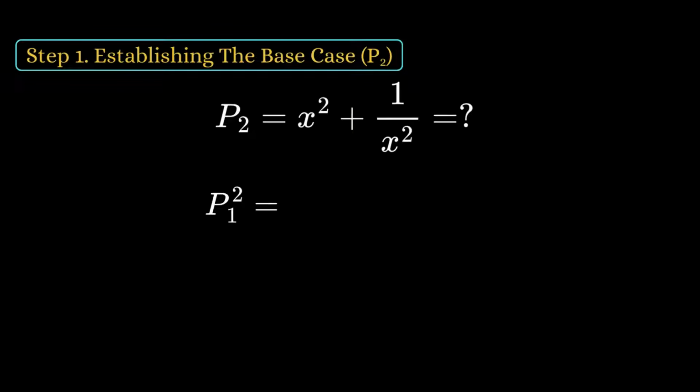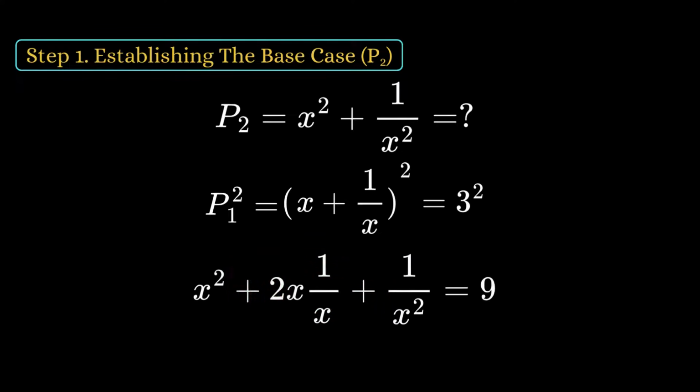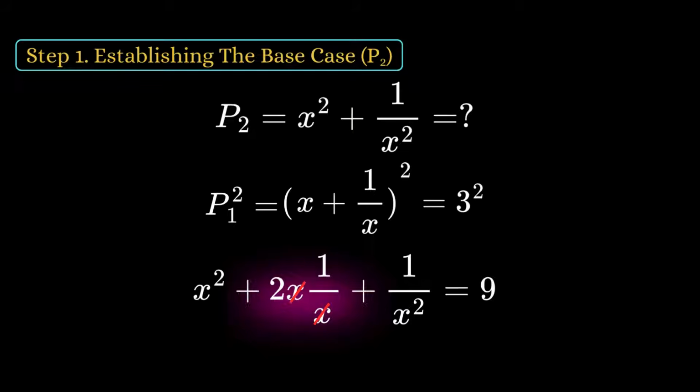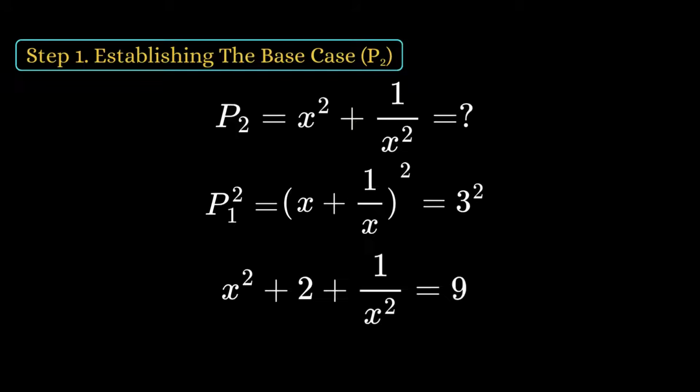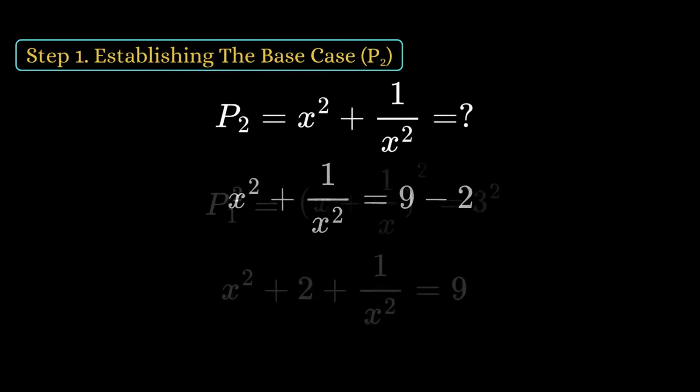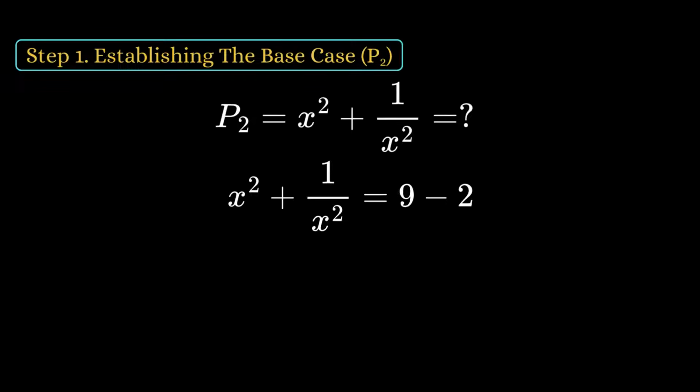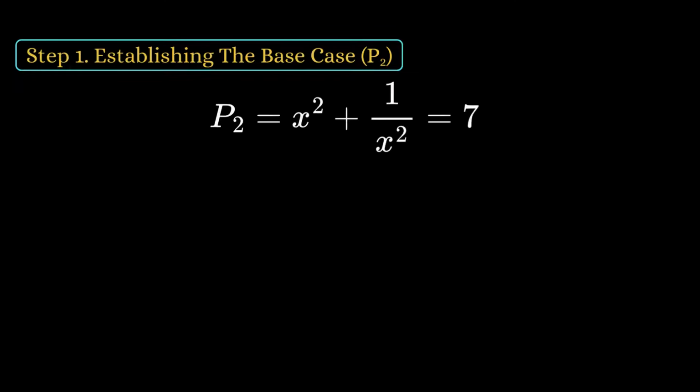Watch what happens when we square P sub 1. The cross terms cancel beautifully, leaving us with x squared plus 2 plus 1 over x squared equals 9. Subtract 2 from both sides, and we get our second seed. P sub 2 equals 7.